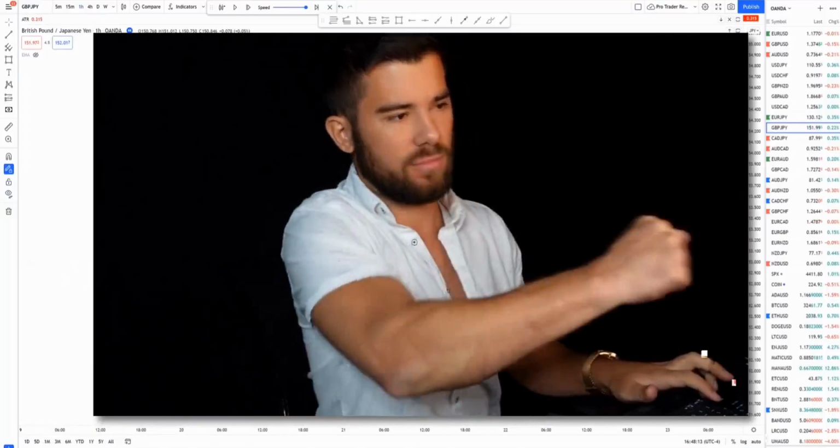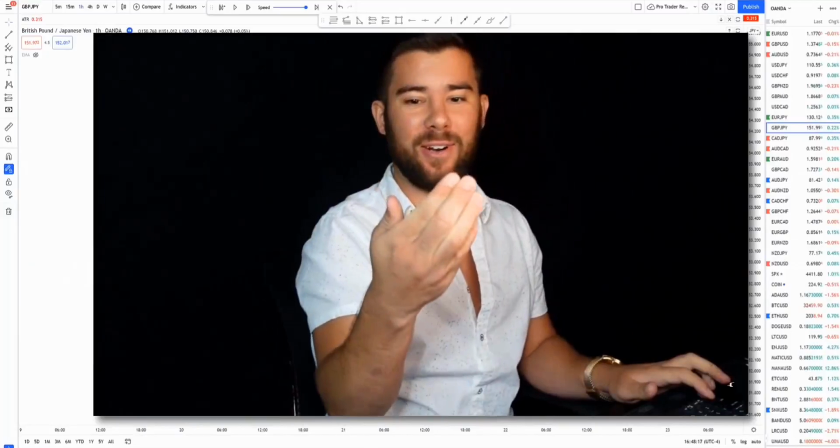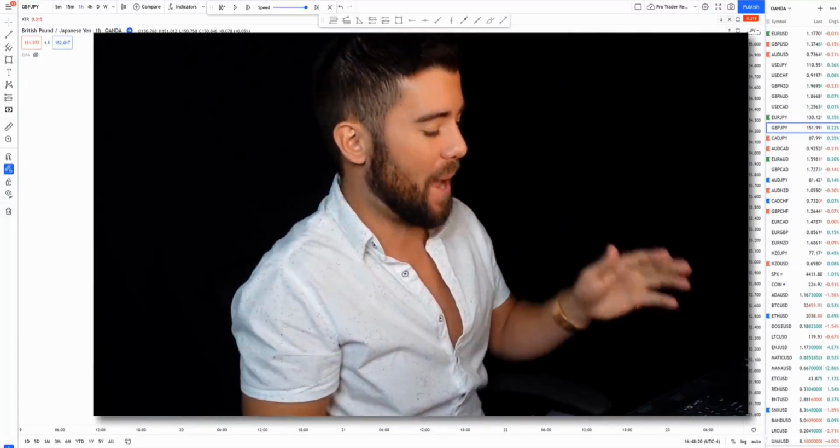Almost got him. Can y'all see that? There's a gnat in here.